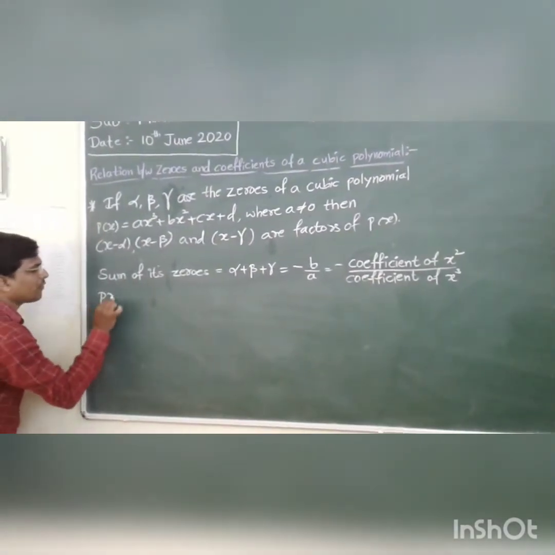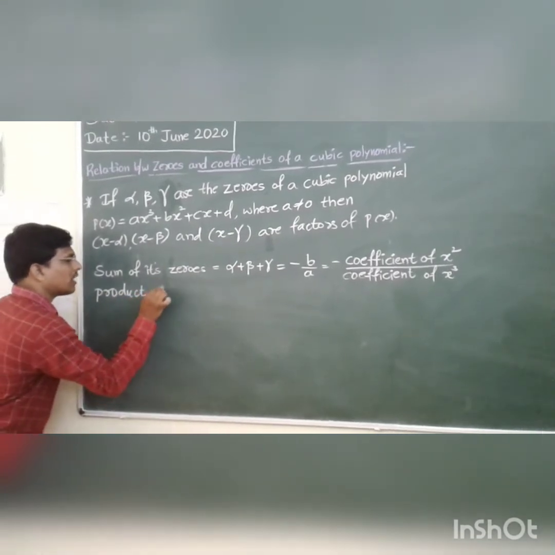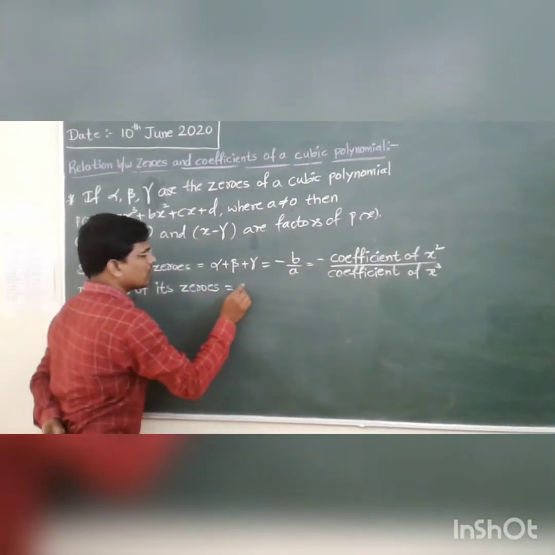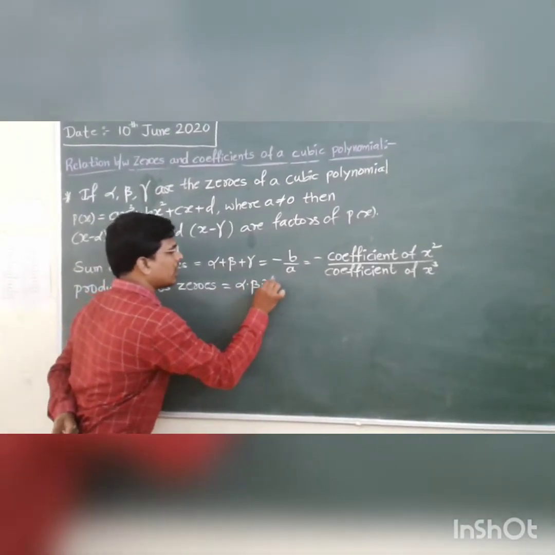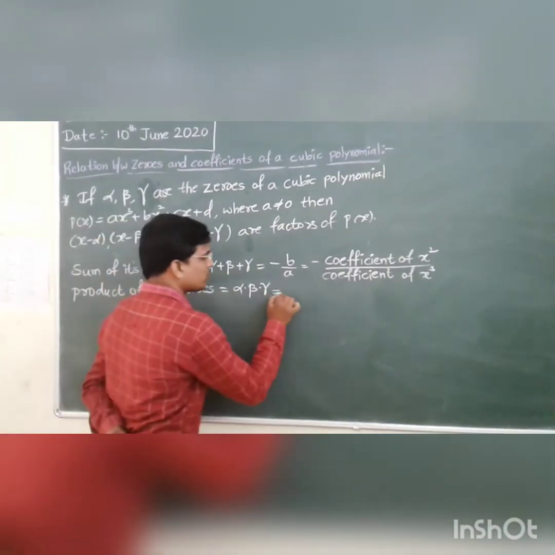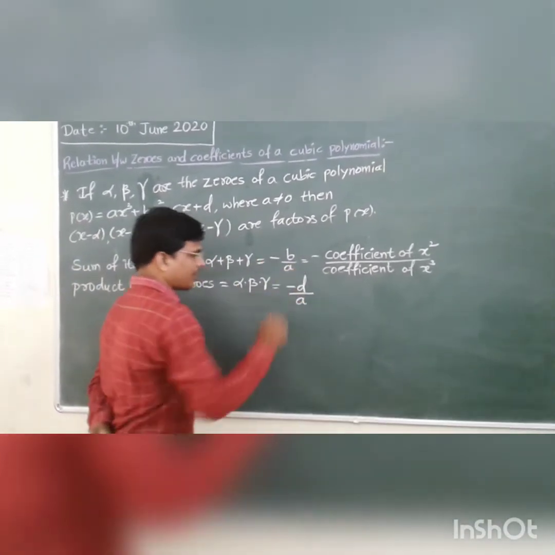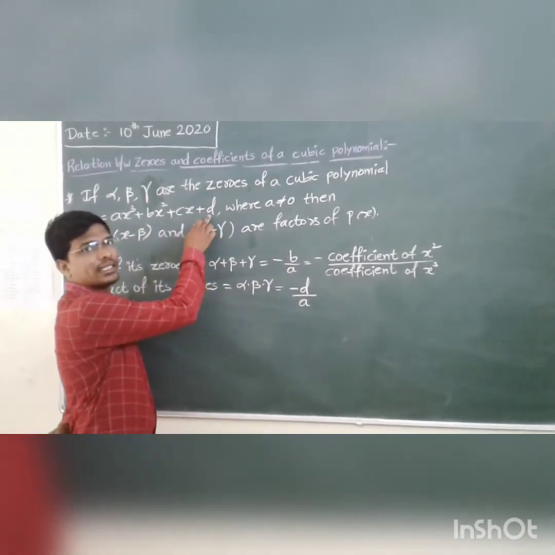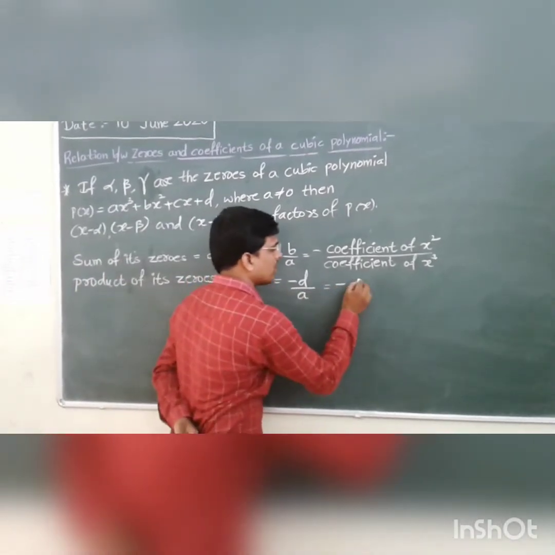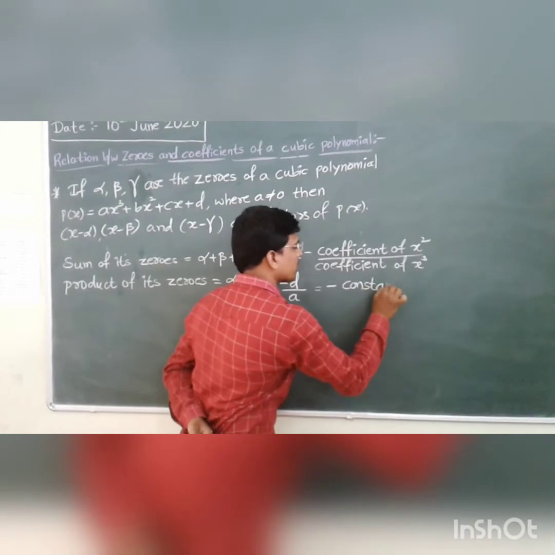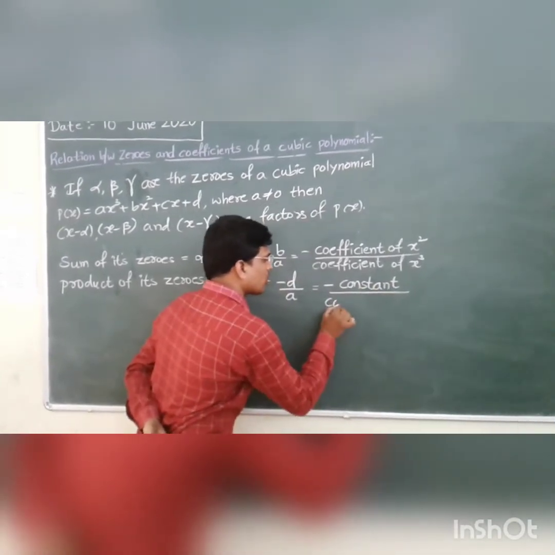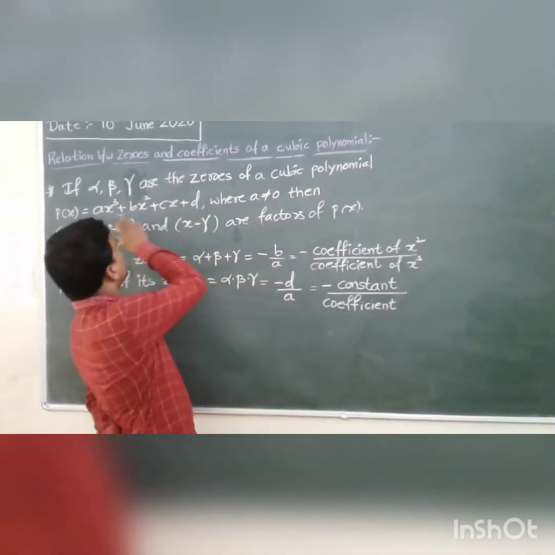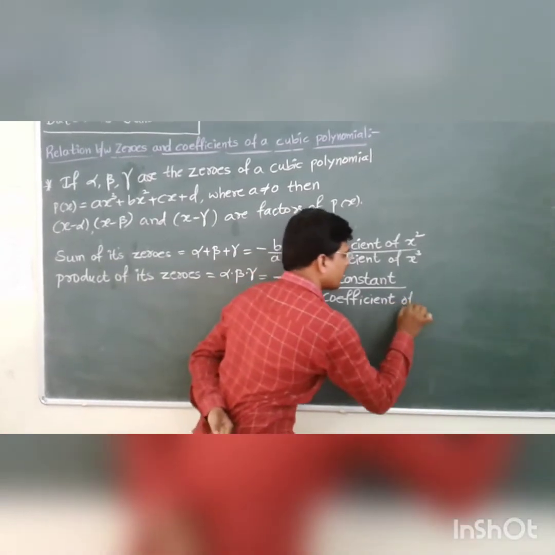Next, the product of its zeros, alpha into beta into gamma, is equal to minus d by a. Here d is the constant term that has no variable. So it is minus the constant divided by the coefficient of x cube, which is a. In the same way, we write down the coefficient of x cube here.